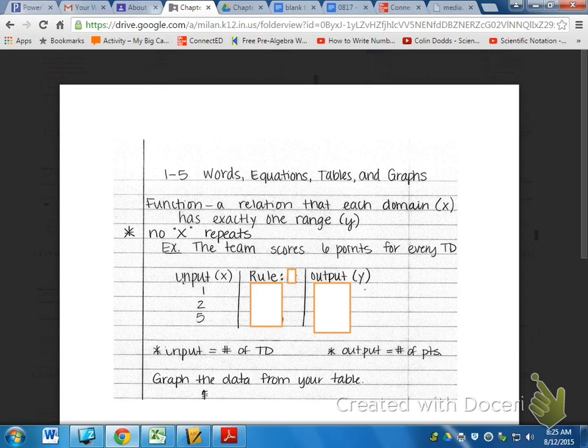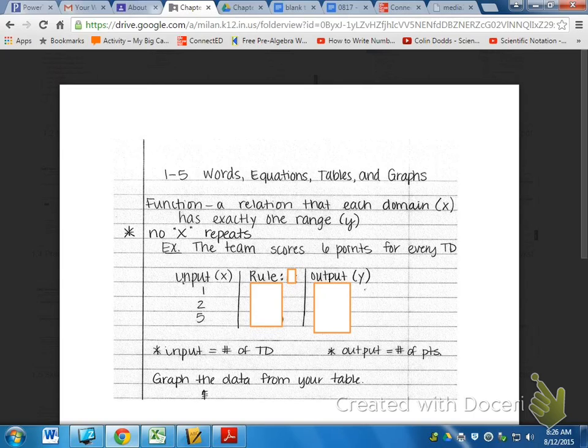Equations just mean that you have an equal sign in it. Some of these are just going to be expressions. We might have to write them as equations because that's sometimes how you get the output of y. We're definitely going to use a table for each one and a graph. So let's talk about a function.